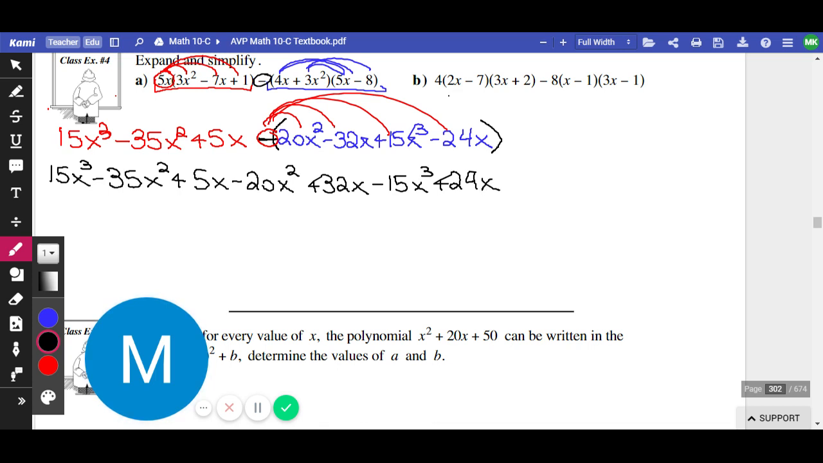Yep. Shouldn't the 24x be 24x squared? Definitely. Thank you very much. Right there? Yeah, you are definitely right. It would have been 3x squared times negative 8, and that'd be x squared.